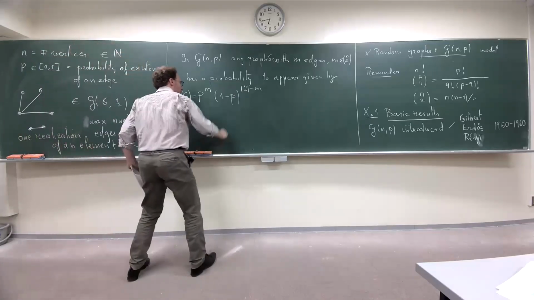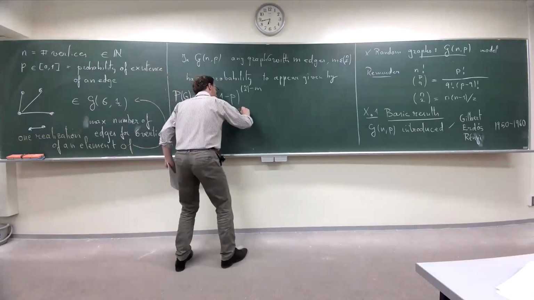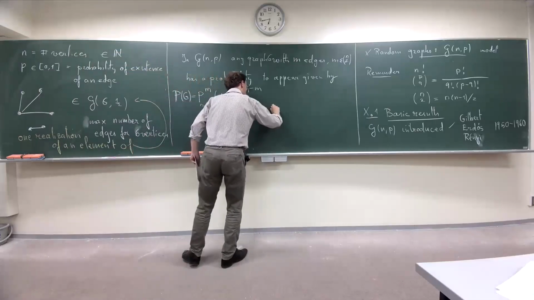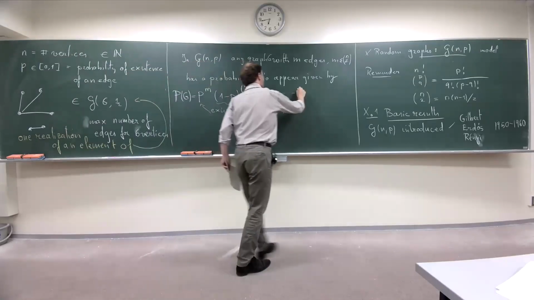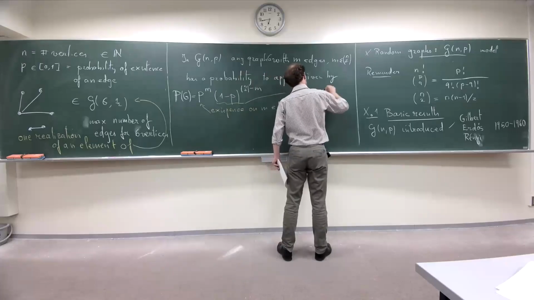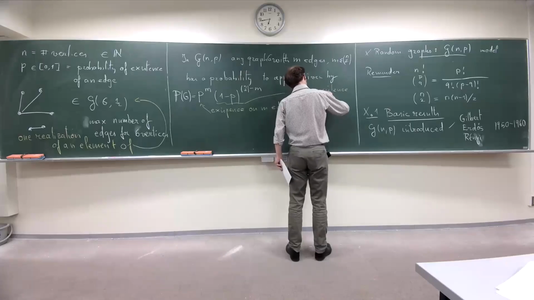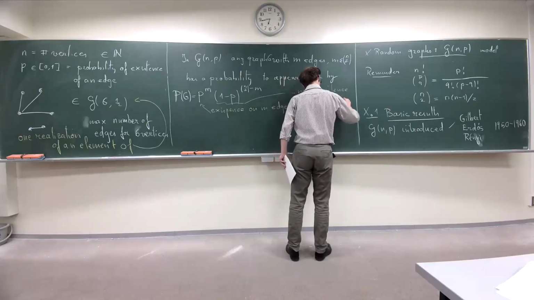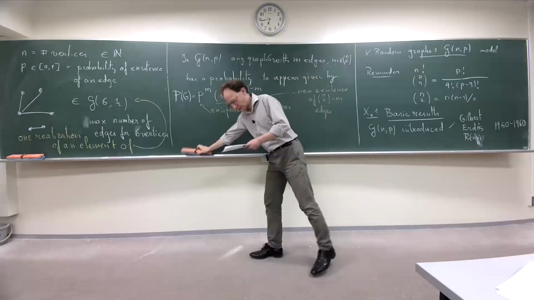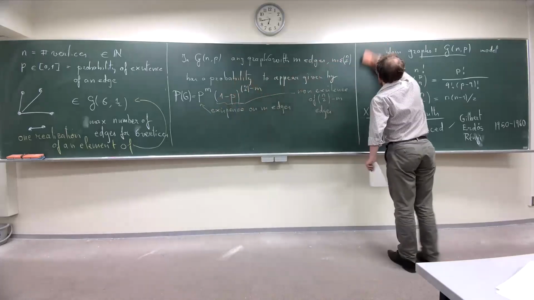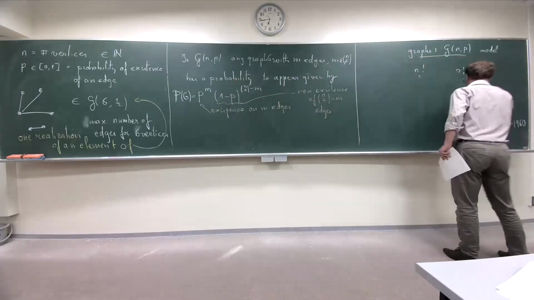Maybe I can emphasize this: the first factor is the existence of m edges, and the second factor is the non-existence of n choose 2 minus m edges. But now, this is for one graph with this number.